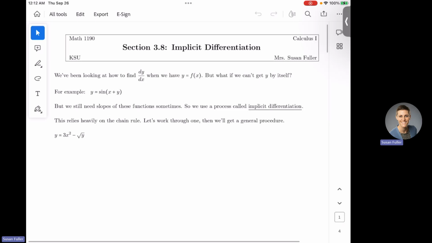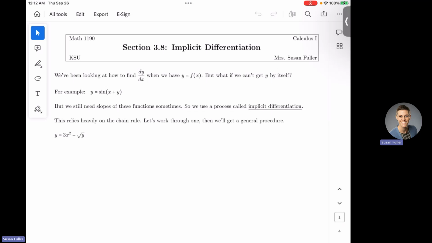All right, so now we are going to rock into section 3.8. 3.8 is all about implicit differentiation. That sounds really scary, but it's not going to be too bad, I hope. Basically, this is going to rely very heavily on the chain rule. And what implicit differentiation means is it is how we take derivatives. Differentiation means a derivative, taking a derivative. And implicit means we are going to be taking derivatives of implicit functions.